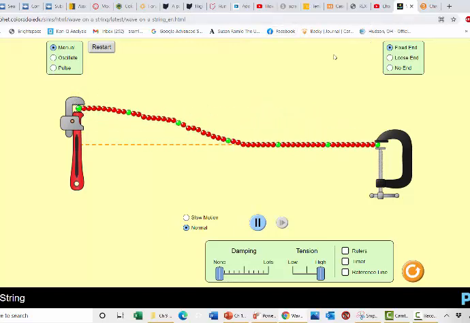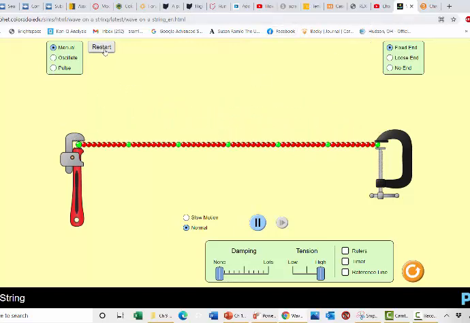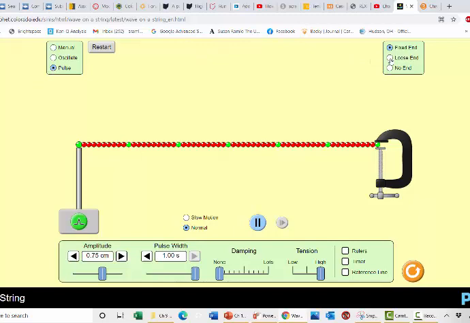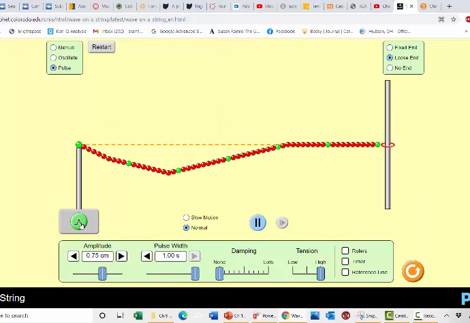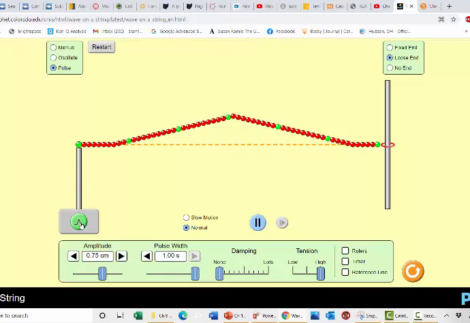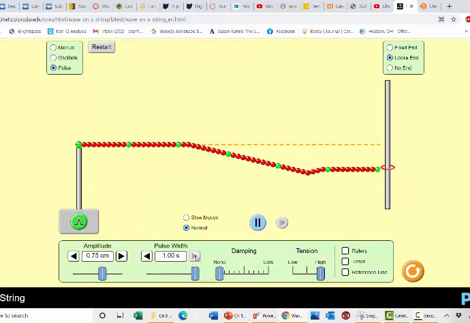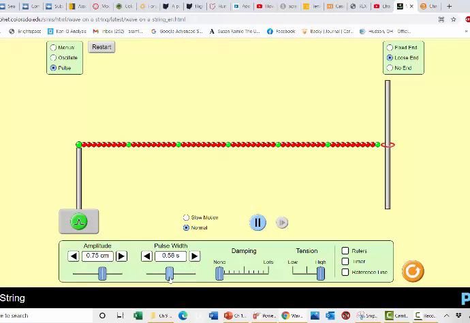I can also replace my end, so I have a loose end. I'm going to do the pulse again because the pulse is fun. So I can have a loose end, and I can see what happens to my pulse. I have a really wide width, so let's see what happens if I make my pulse width a little smaller.